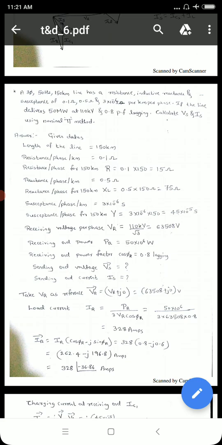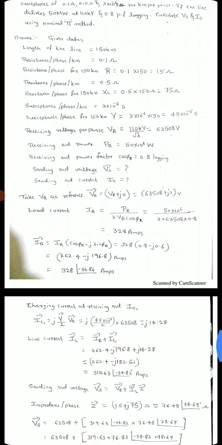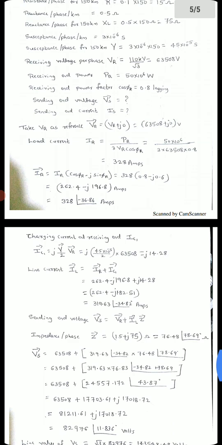Once we get the magnitude of IR, we need to find the vector value of IR. Cos phi r is known, so putting this in, we will get 328 at an angle minus 36.86 amps. Then the charging current IC1 we need to find out, that is j omega c, Y by 2 into VR. Since omega is already there, Y is omega C only, so Y by 2 is directly given. We will put the values and we will get j 14.28 as IC1. Adding IR and IC1, we will get 319.63 at an angle minus 34.82 amps as the line current.